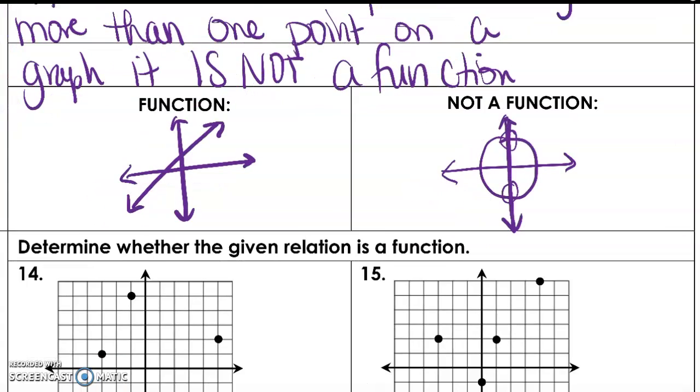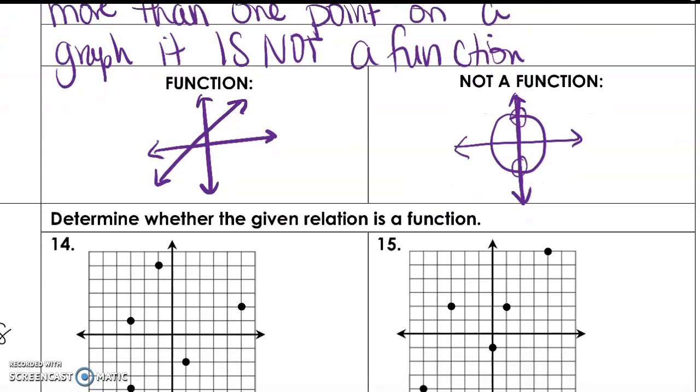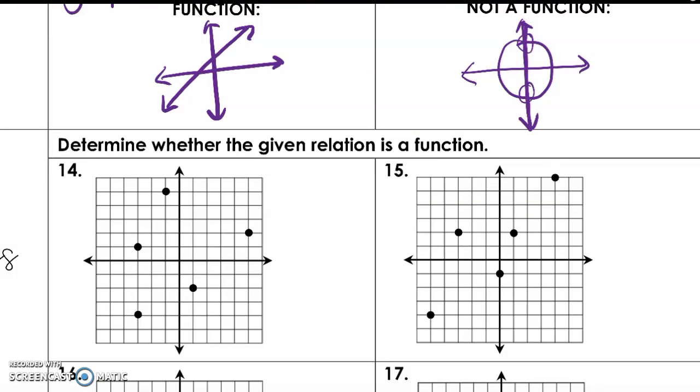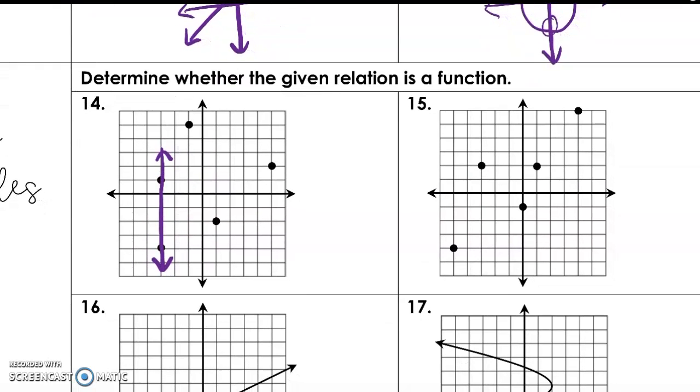So when you have a graph, and maybe you want to actually draw it, is there anywhere where if I draw a line up and down, straight up and down, it will pass through more than 1 point? Well, for 14, these two dots over here, these 2 points are on the same vertical line. So this is a no. It does not pass the vertical line test.